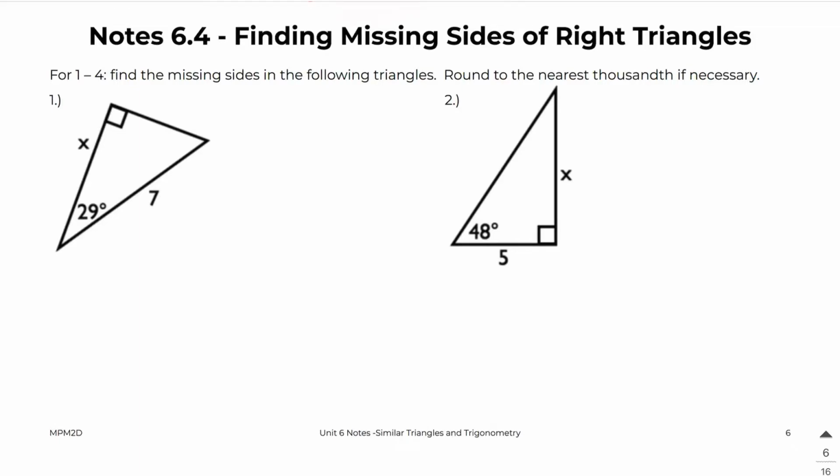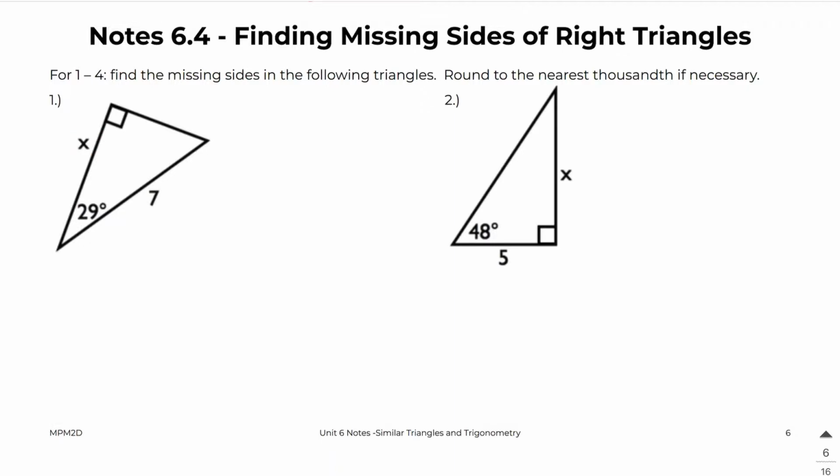All right, so note 6.4 is on finding missing sides of right triangles. And I don't have any list of steps that I want to give you. I just want to go straight into it for these examples here. And I really want you to understand why we're doing what we're doing. So what we're going to do here is we want to solve for x.